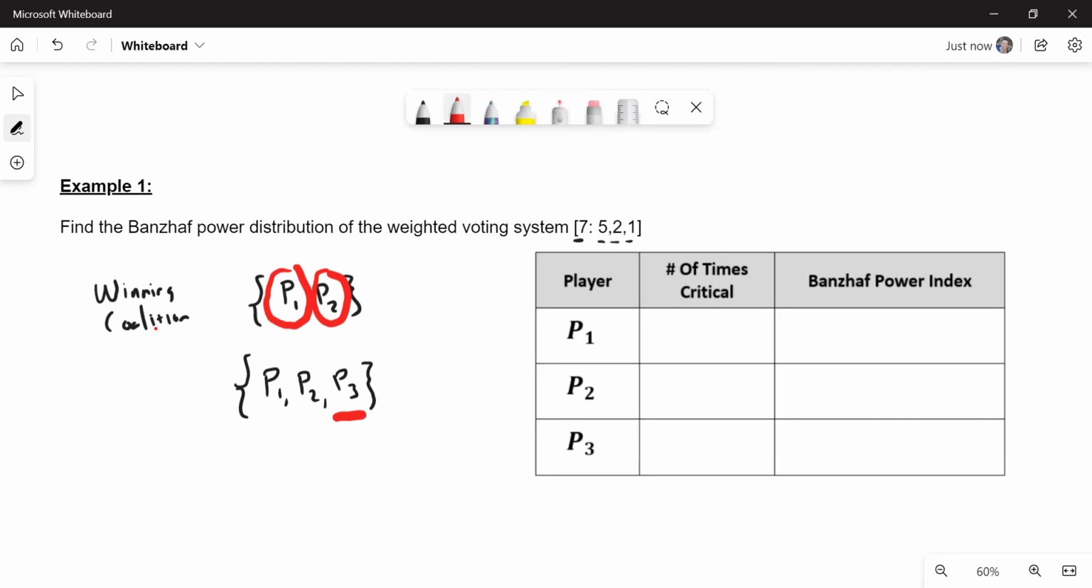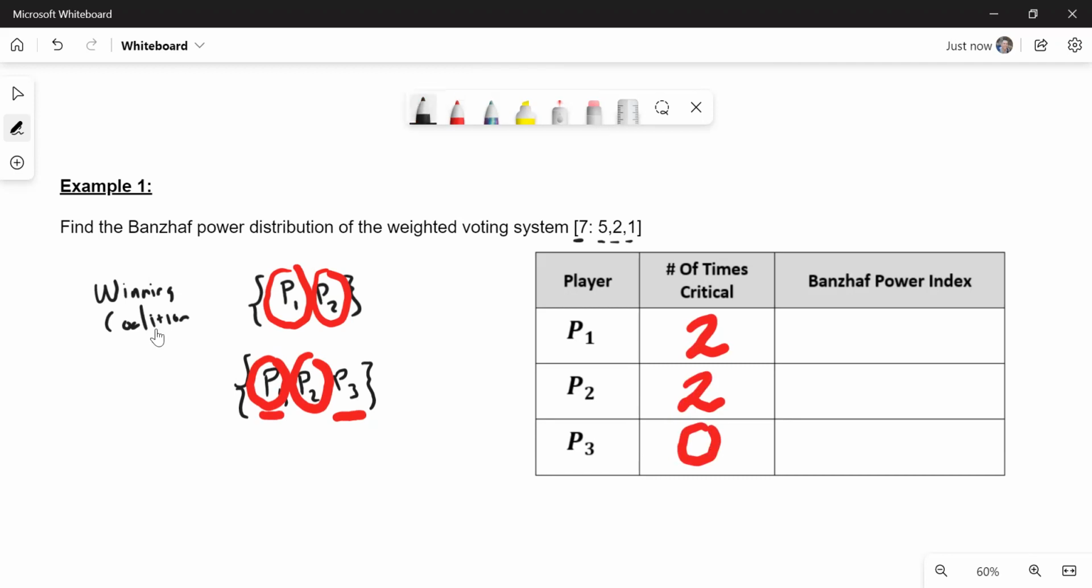But players 2 and 1 must be in the coalition for it still to win. Otherwise, you don't have a total of 7 votes. Notice that if you add player 1 and player 3, that's only 6. That's not enough. So if player 2 is out, we don't have a win. So in this case, player 1 and player 2 are, again, still critical. So in the box to the right, we fill in the number of times that people were critical. Player 1 was critical twice. Player 2 was critical twice. And poor player 3 was never critical at all.